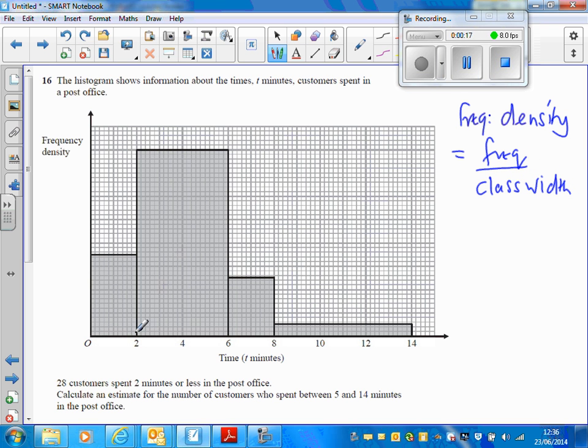If we look at the first group, it tells us that there are 28 customers in this group here who spent 2 minutes or less. So the frequency for that first group is 28. So the frequency density, which we don't know, is equal to the frequency, that's 28, divided by the class width. Now the class width is just this, which is 2. So the frequency density is actually just 14, which means that this corresponds to 14.